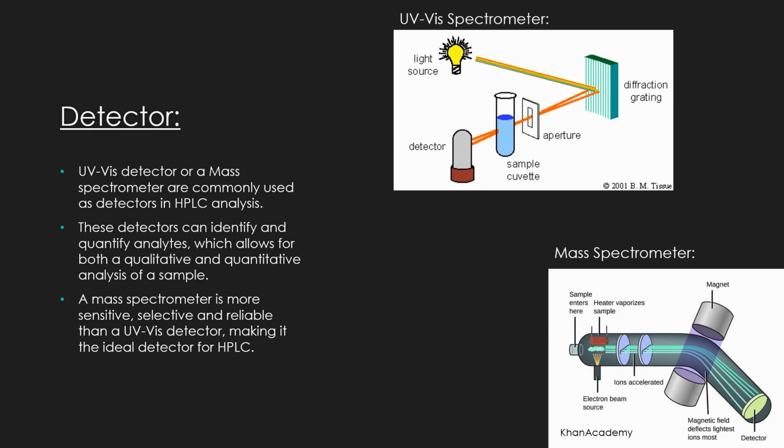This will create a spectrum based on the deflection of the ions and their corresponding mass to charge ratio. From this data, the ions can then be identified and quantified, which allows for both a qualitative and quantitative analysis of the sample. A mass spectrometer is more sensitive, selective, and reliable than a UV-Vis detector, making it the ideal detector for HPLC.